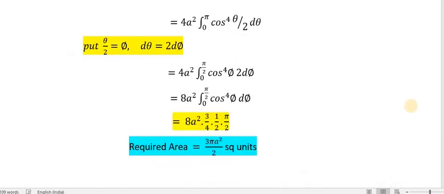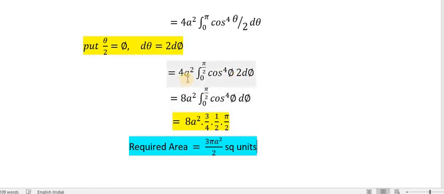Now, after substituting the value of r and simplifying, we get 4a square integral 0 to pi cos to the power of 4 theta by 2 d theta. Substitute for this half angle, theta by 2 is equal to phi. So d theta is equal to 2 d phi, and limits of integration 0 to pi reduces to 0 to pi by 2. Then the given integral is 4a square integral 0 to pi by 2 cos to the power of 4 phi into 2 d phi.